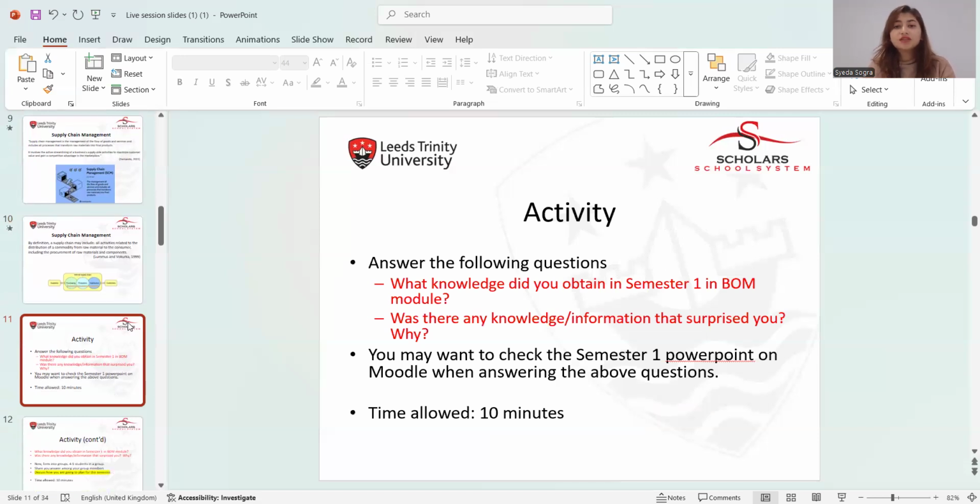Then we have a simple activity where we can have a session to recall and recap what we have learned in semester one. That means if we can remember what knowledge we obtained in semester one in the business operation management module, and was there any knowledge or information that was surprising to the students, and why it was surprising, they could actually reflect upon their semester one. And for that, they can have a look at the semester one pre-activity and post-activity.